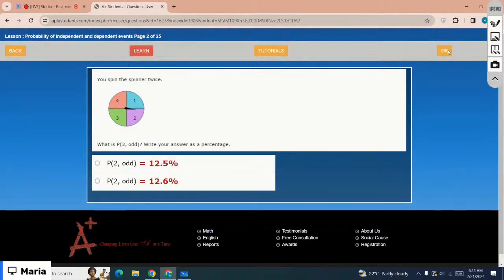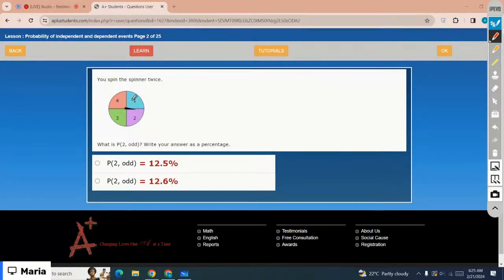Okay, the next one is you spin the spinner twice. What is the probability of 2 and the probability of odd? Okay, let's just see. So you have four portions. The first thing is probability of 2. Again, you are working on the spinners. So when you are working on the spinners, coins, or dice, the events are always independent events, right? So probability of 2 is 1 out of 4. And the probability of odd is, you have two odd numbers, 1 and 3. That is 2 out of 4.